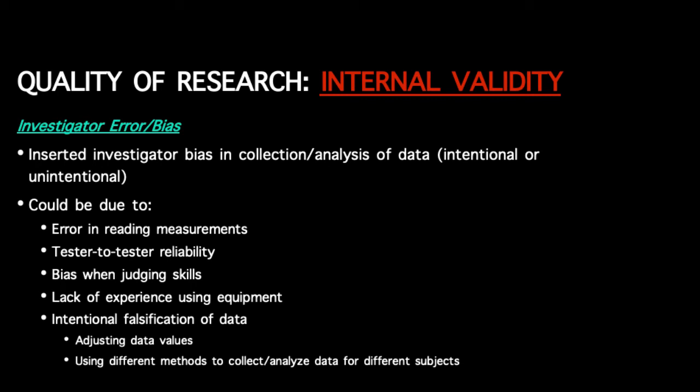Whatever methods you use to analyze or treat your data has to be the same for every single subject. So that would also be considered an example of investigator bias. All right, so that was internal validity, or things that are within our subject design that we need to consider so that we're not negatively affecting the outcomes or skewing the outcomes of our research.